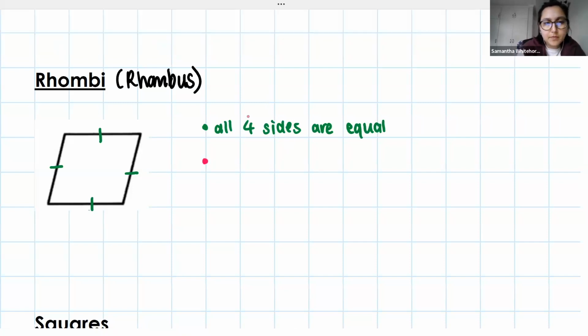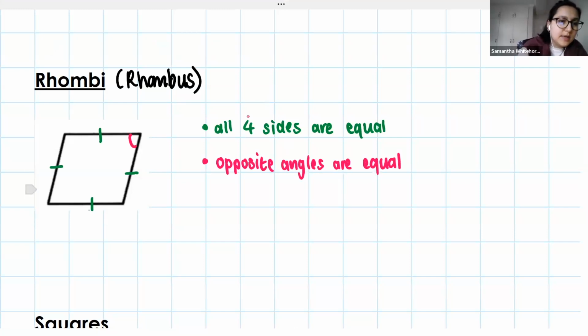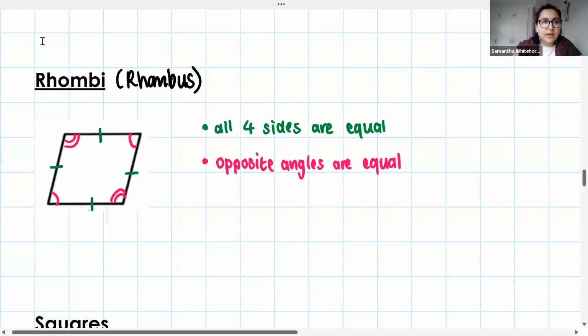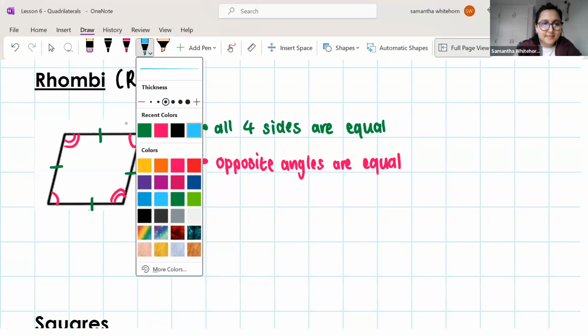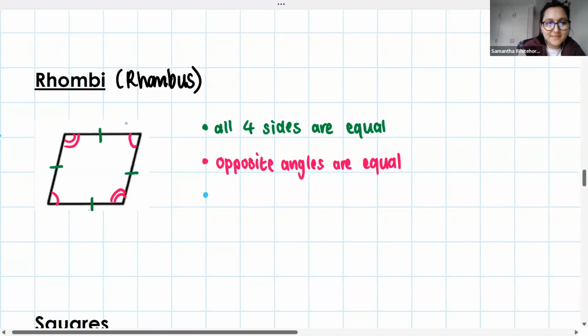Ma'am, the opposite angles of a rhombus are equal. Good. So in a rhombus, our opposite angles are equal, which means that this angle is equal to this angle and that angle equal to that angle. Very nice. And Kululeko, what else do we have? Ma'am, opposite sides are parallel. Good. Our opposite sides are parallel.